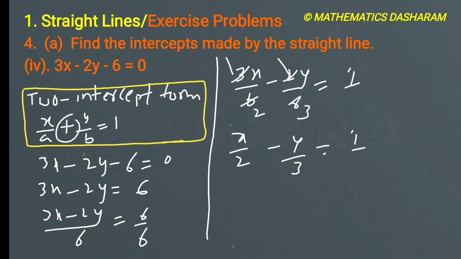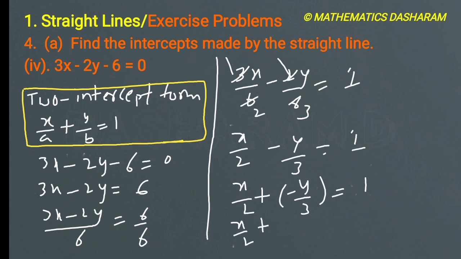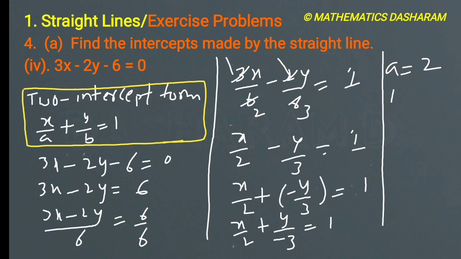But actually here the plus symbol is required. So then x by 2 plus minus y by 3 equals 1. So x by 2 plus, with the minus written in the denominator place, equals 1. So finally the x-intercept a is 2, and the y-intercept b is minus 3.